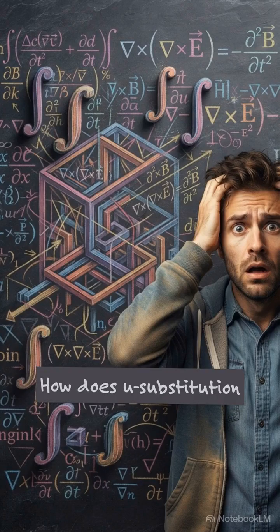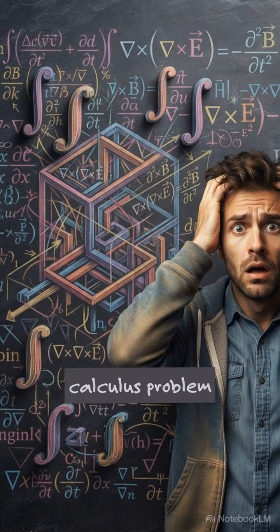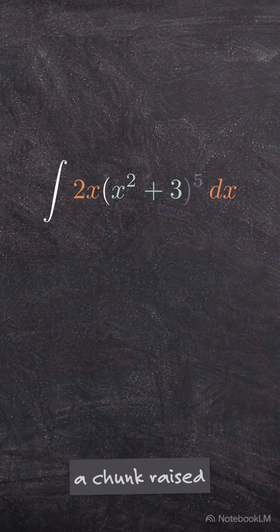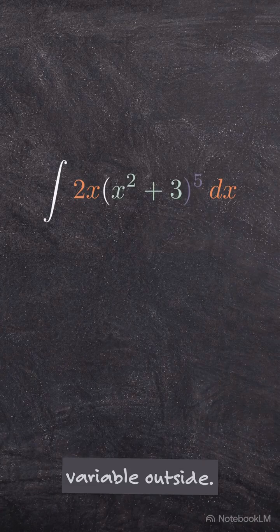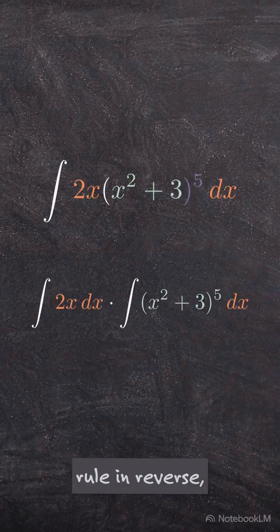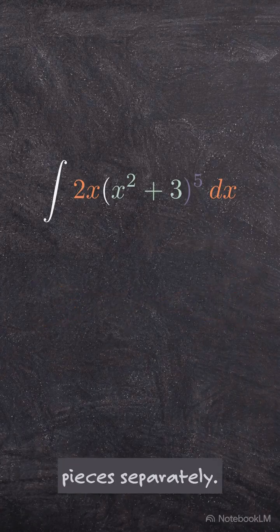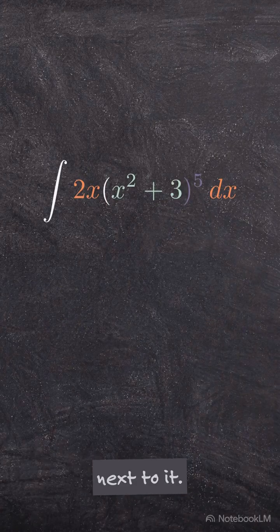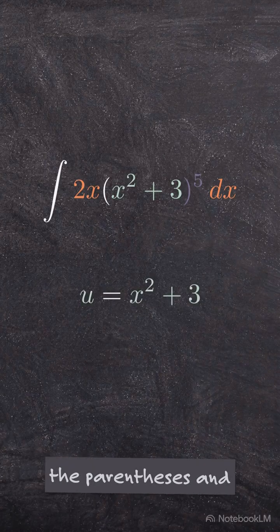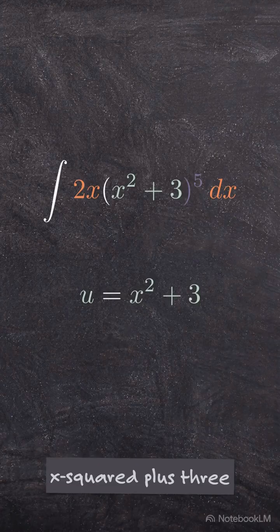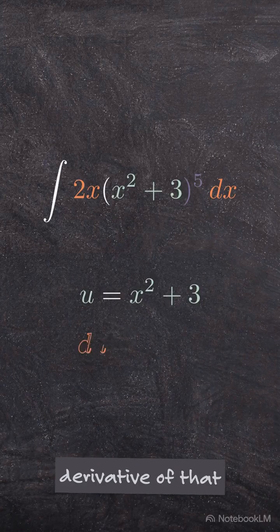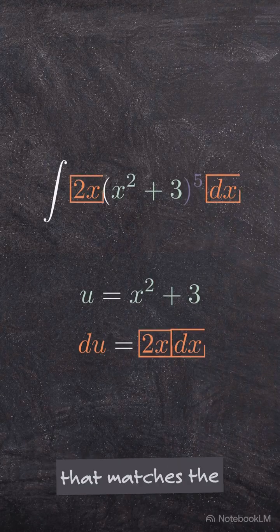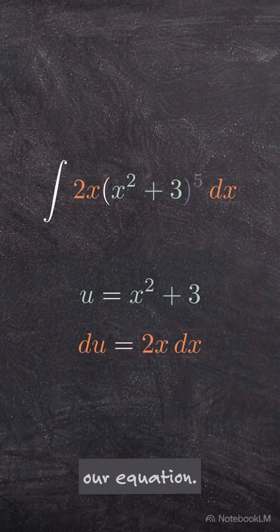How does u-substitution decide which part of a messy calculus problem to collapse? Take an intimidating integral like this, a chunk raised to a power with a stray variable outside. Because it's the chain rule in reverse, you can't just integrate these pieces separately. You have to find an inner function whose exact derivative is sitting right next to it. Let's look inside the parentheses and temporarily label x squared plus 3 as the letter u. If we take the derivative of that inner chunk, we get exactly 2x. Notice how perfectly that matches the leftover pieces on the outside of our equation.